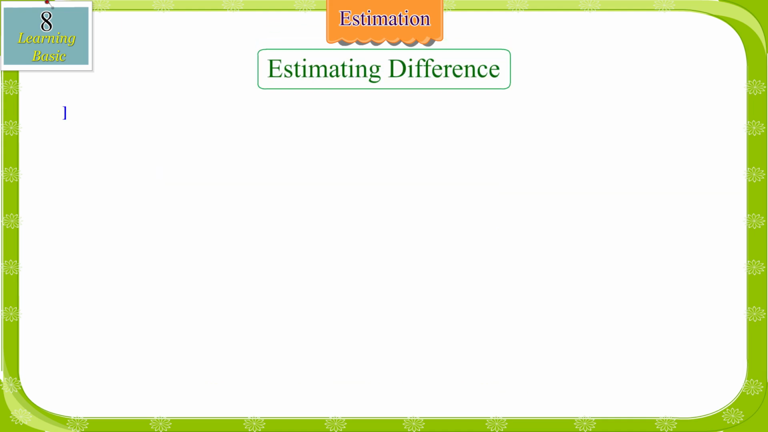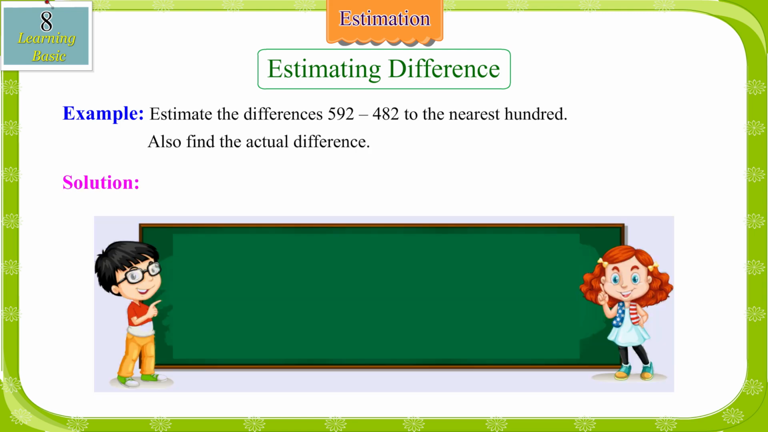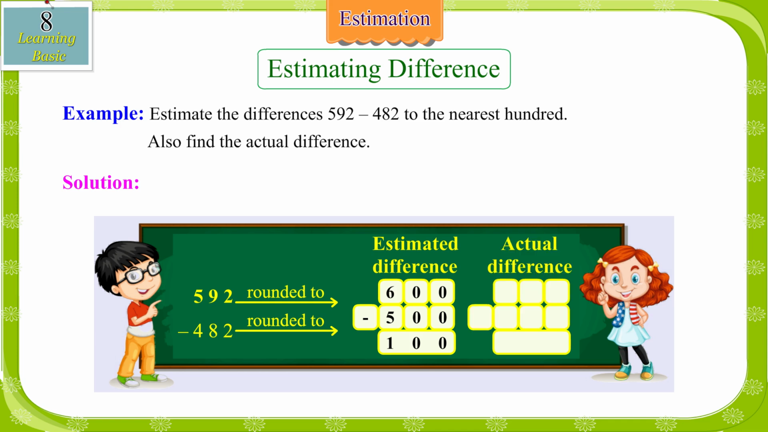Estimating difference. Example: estimate the difference 592 minus 482 to the nearest hundred. Also find the actual difference. Solution: 592 rounded to 600 minus 482 rounded to 500. 600 minus 500 is equal to 100. Actual difference: 592 minus 482 is equal to 110. Thus, the estimate differs from the actual difference by 10.